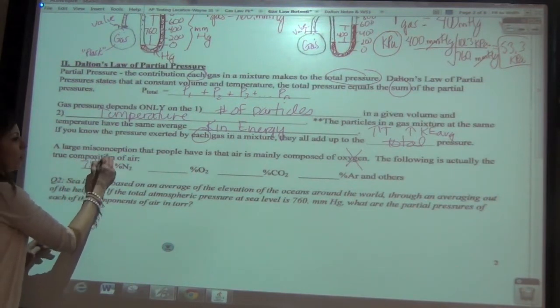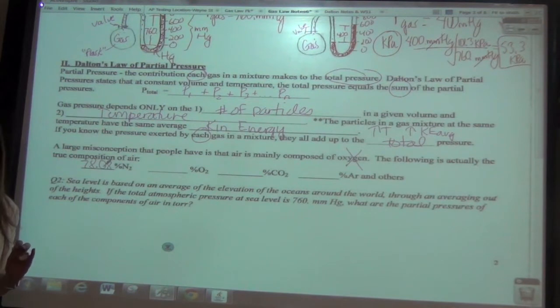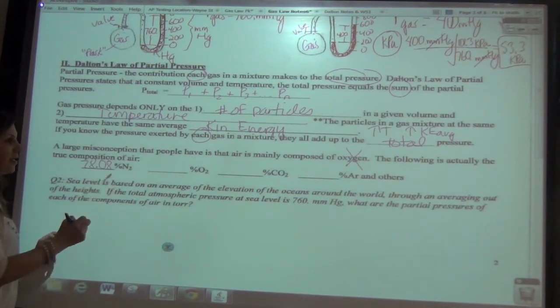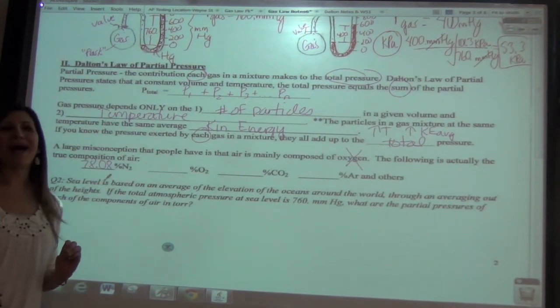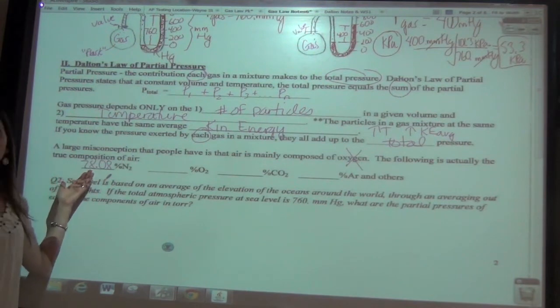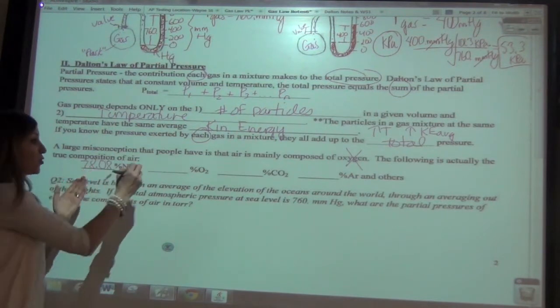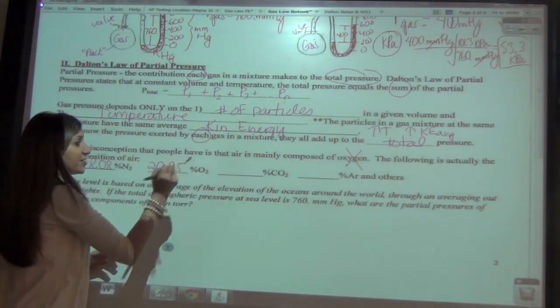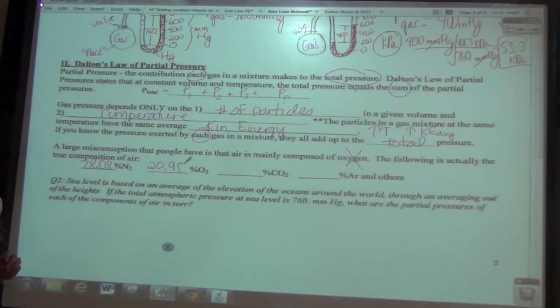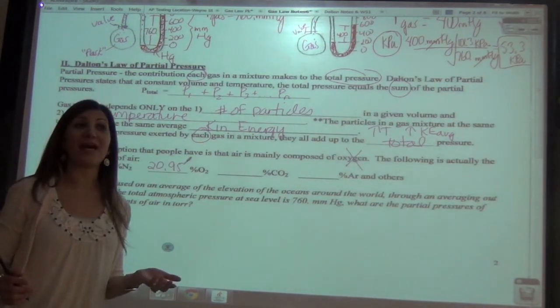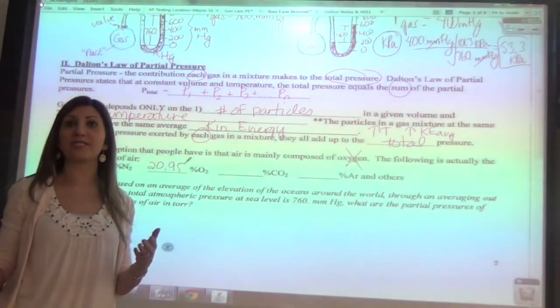So 78.08% nitrogen. Then oxygen can't really be any more than 22%, right? So what do you think oxygen is? 21? It's 20.95% oxygen.